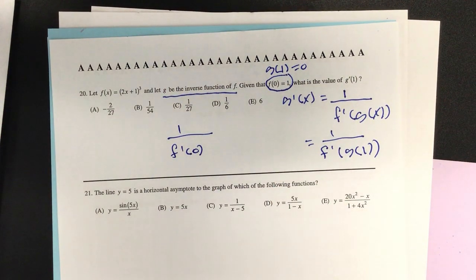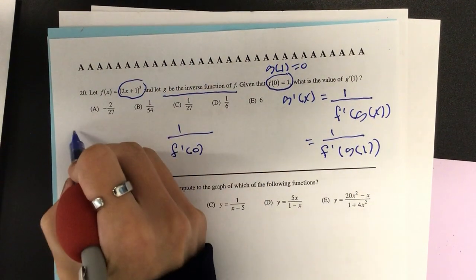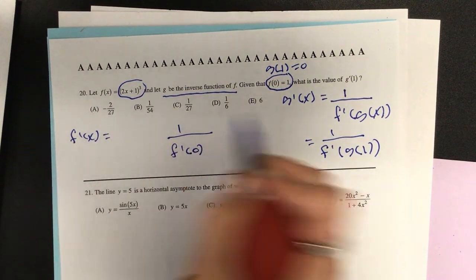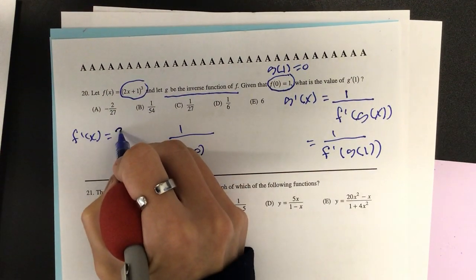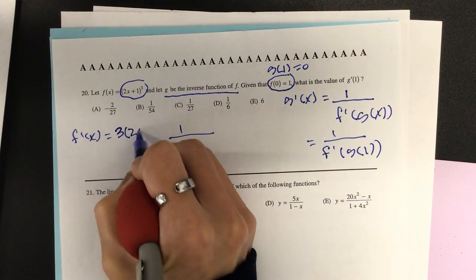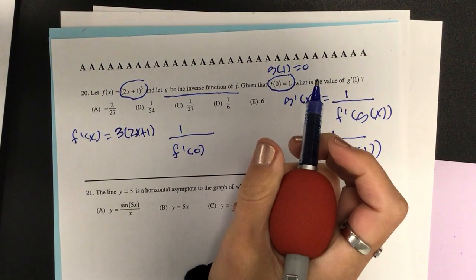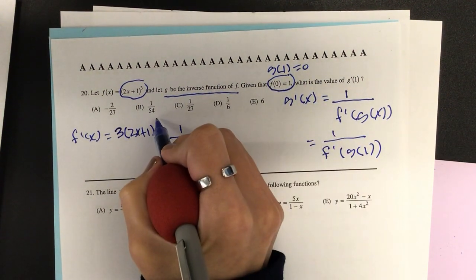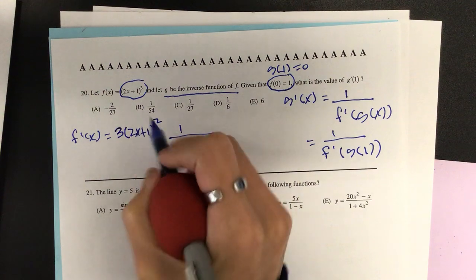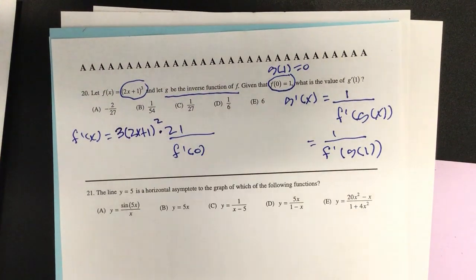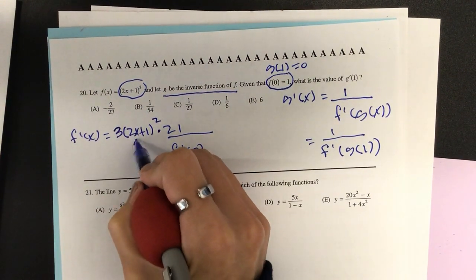So now at this point, I need to use chain rule to derive f of x and then plug in the 0. This one right here. So we have f prime of x. What goes outside? 3. 2x plus 1. Do I add one more or one less on the power? One less, and then derivative of the inside is 2. Now I want you to plug in 0 right here.